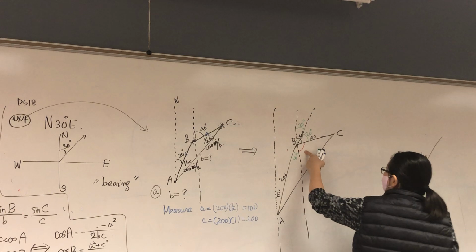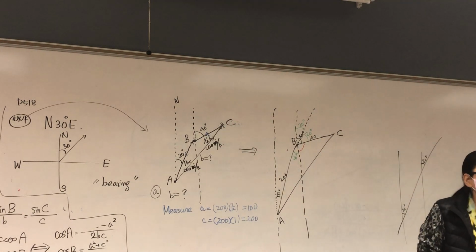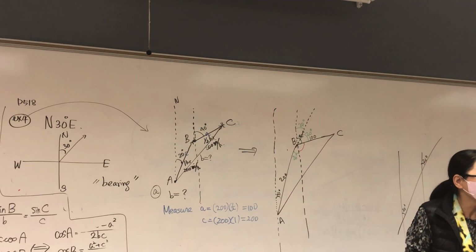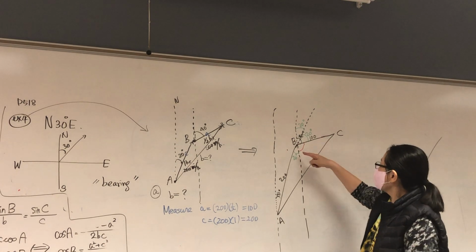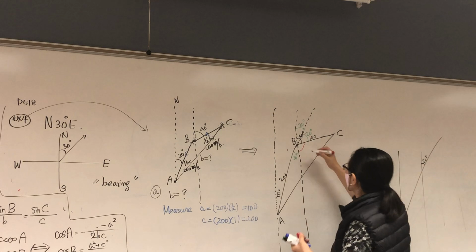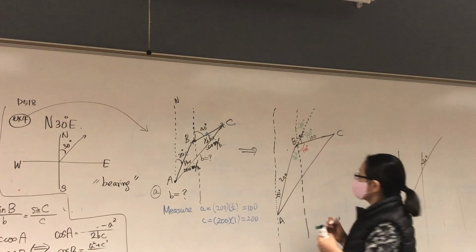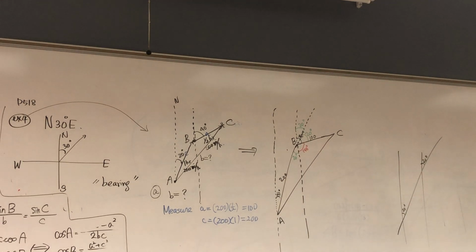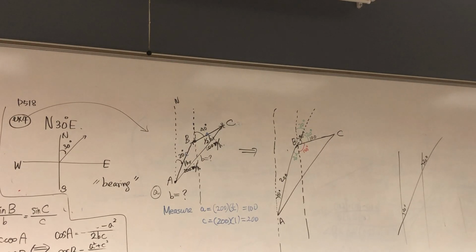What is this? 140, am I right? 20, and then this is 180, right? So it is 140. Can you see? Right? Now, how do you make it? So yeah, B is 160.